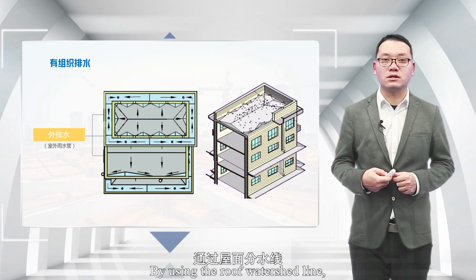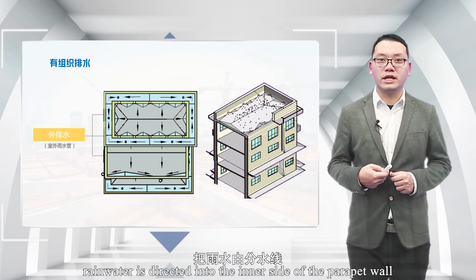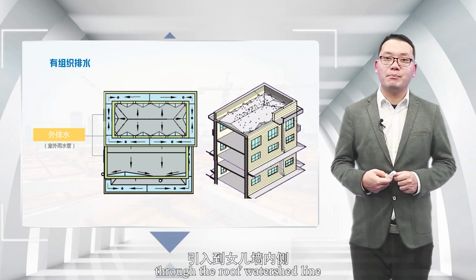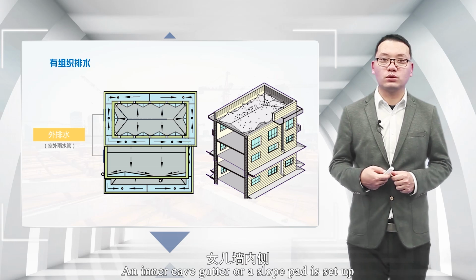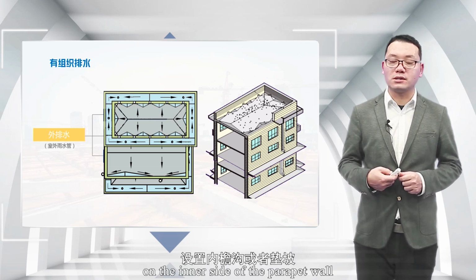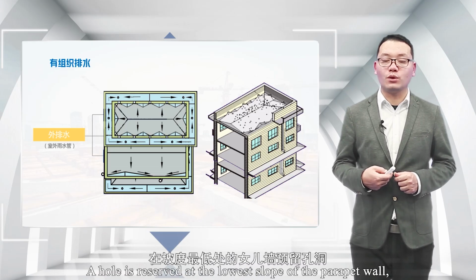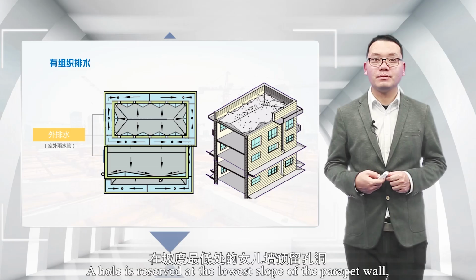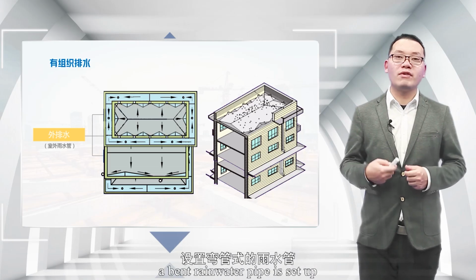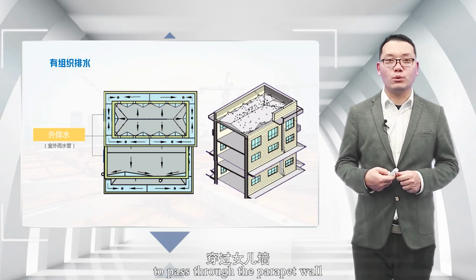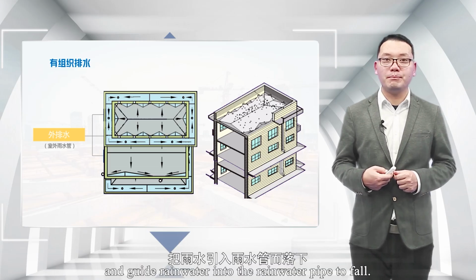The second type: using the roof watershed line, rainwater is directed into the inner side of the parapet wall. An inner eave gutter or a slope pad is set up on the inner side of the parapet wall. Using the slope pad method in this picture, a hole is reserved at the lowest slope of the parapet wall. At the position of the parapet wall hole, a bent rainwater pipe is set up to pass through the parapet wall and guide rainwater into the rainwater pipe to fall.